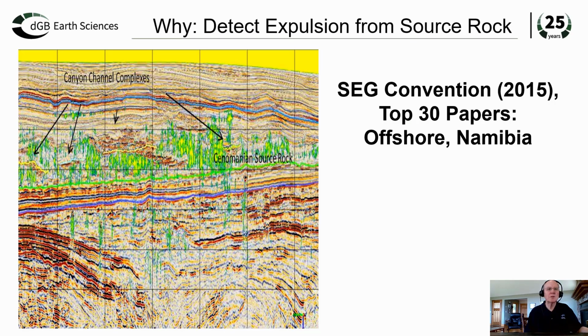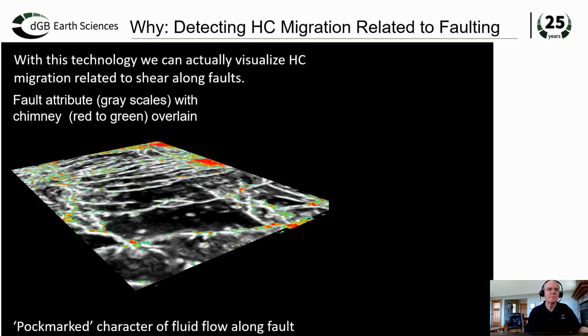In many cases, we can actually determine from which stratigraphic interval the chimneys are originating and thus infer expulsion from source rock. Only with this technology can we actually visualize hydrocarbon migration related to faulting.